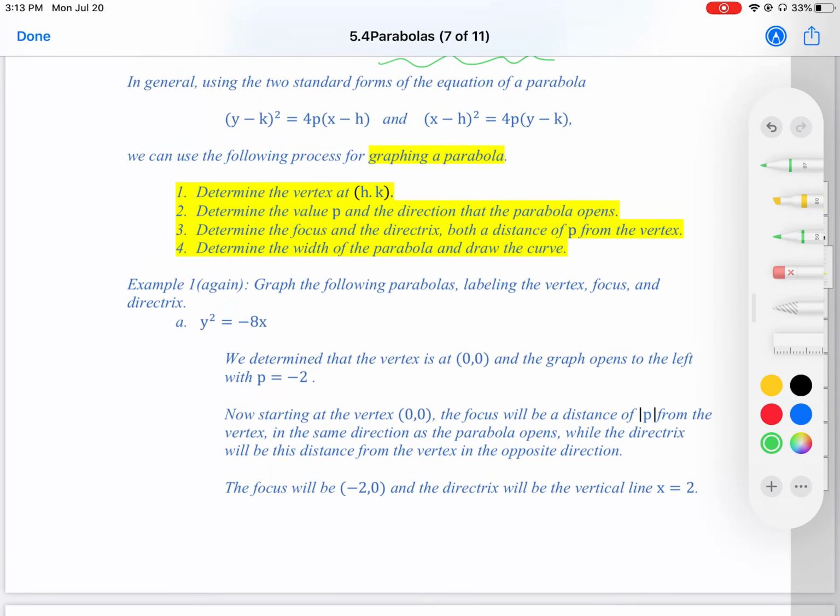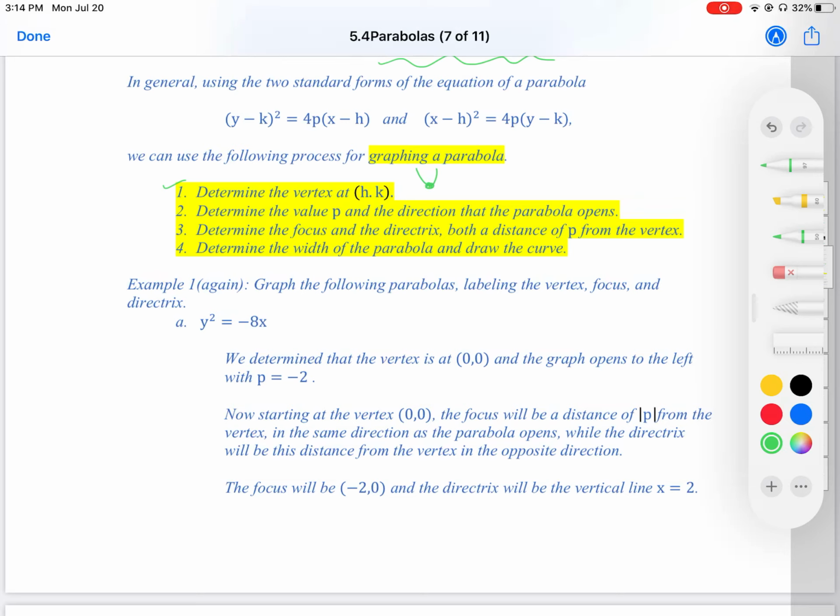In general, there are two standard forms of the equation of the parabola, and they let us know whether it opens up, down, left, or right. But we're going to use little pieces of it to help us figure out what our final graph should look like. So these are these pieces. First, we want to determine the vertex, which is the peak point. If you draw a parabola, it's the peak point on your parabola.